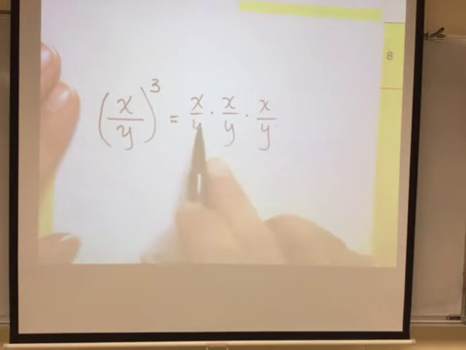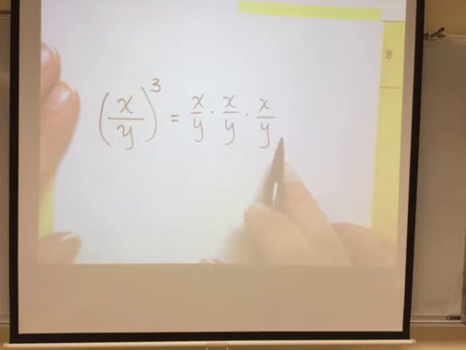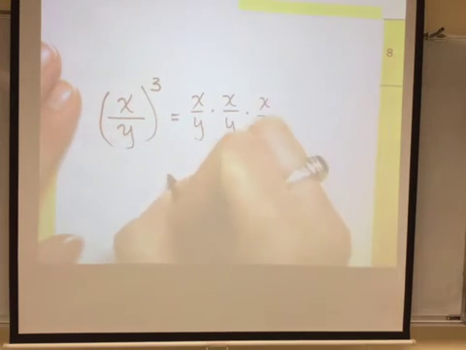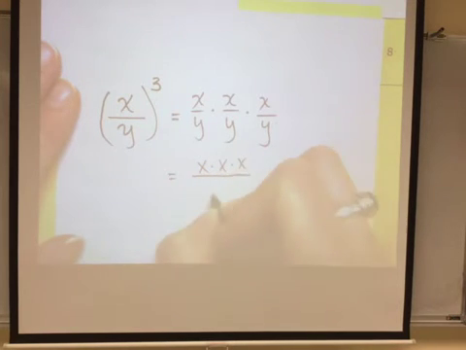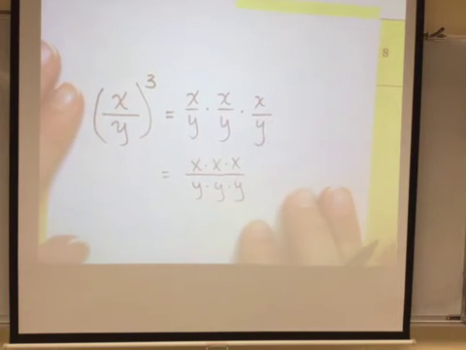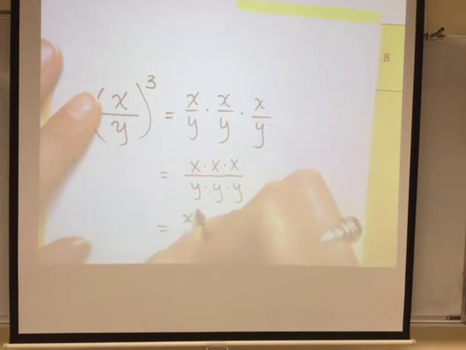Awesome. Well, if you're multiplying fractions, you just multiply across, right? So I can write this as one fraction that's going to be x times x times x over y times y times y. So basically, x cubed over y cubed. Exactly.